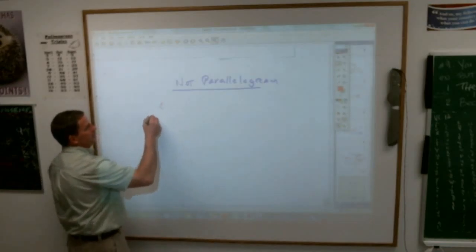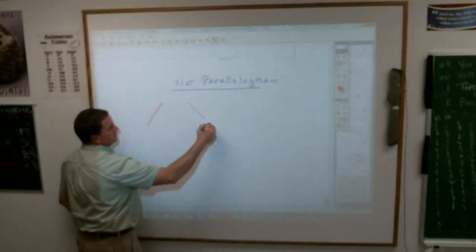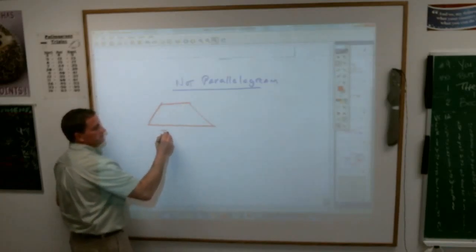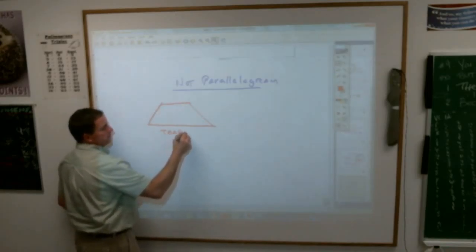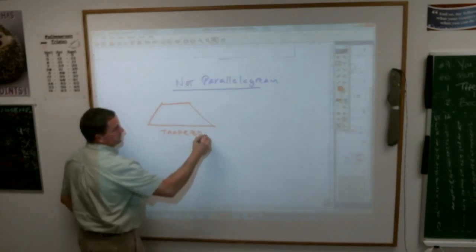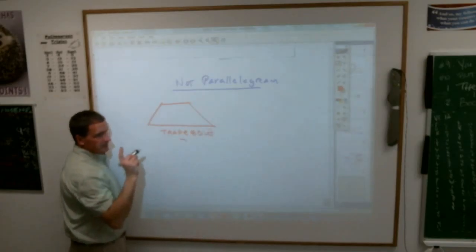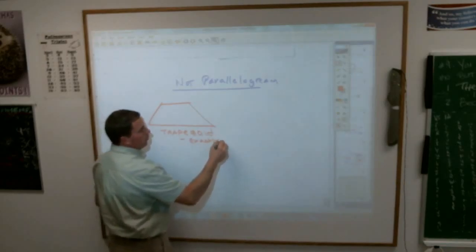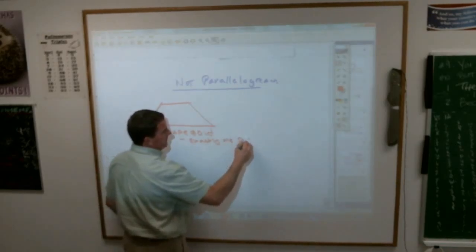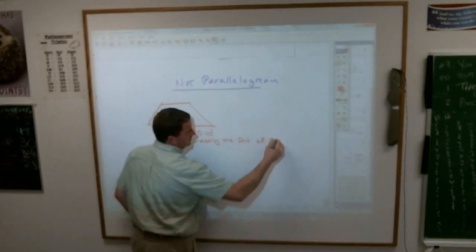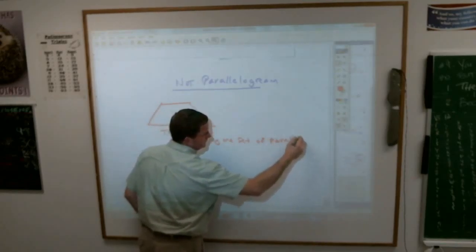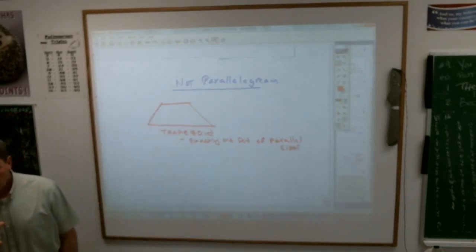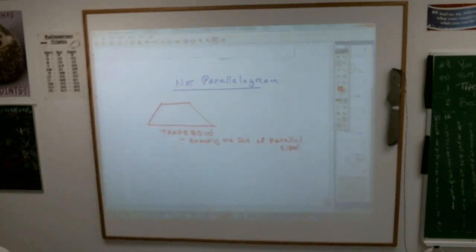A trapezoid, which looks like this. What is the definition of a trapezoid? A trapezoid has exactly one set of parallel sides.